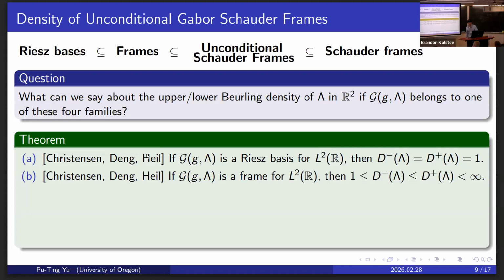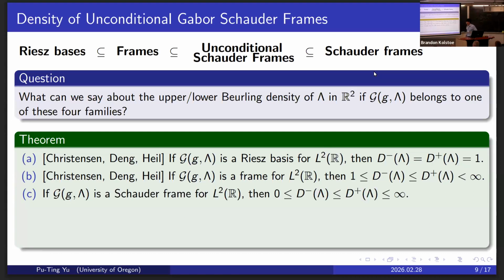Okay, so now the remaining two questions are, if we have a Gabor system which is, let's say, an unconditional Schauder frame or a Schauder frame, then what can we say about their density, right? But let me talk about the case of Schauder frames first. As far as I know, I don't think the following result is ever stated explicitly in any paper. But what we know about Schauder frames is that if a Gabor system is a Schauder frame for L2(R), then the lower Beurling density can be as low as 0, and the upper Beurling density could be as high as infinity.